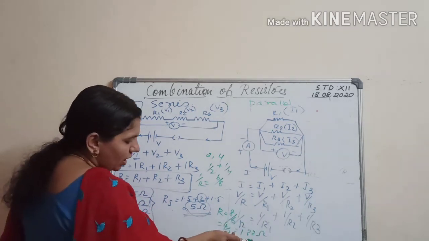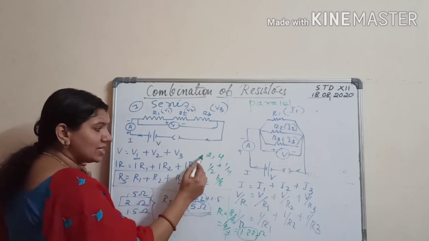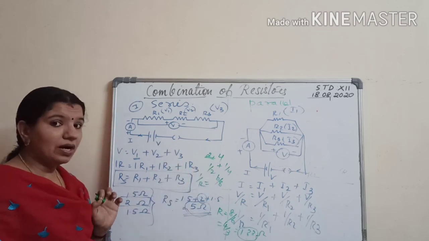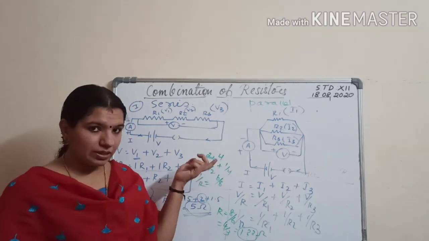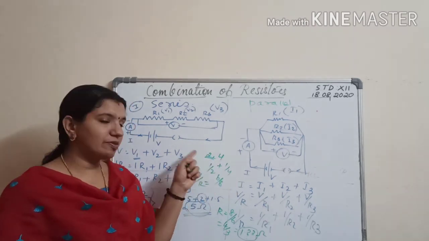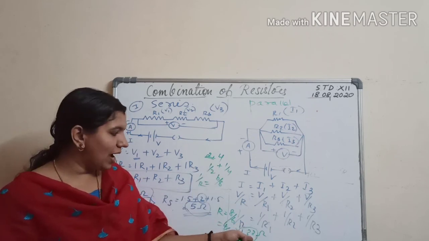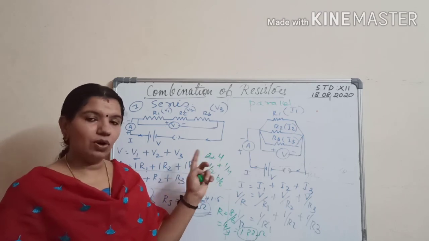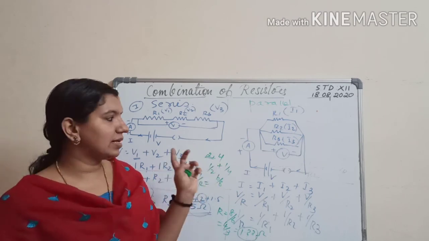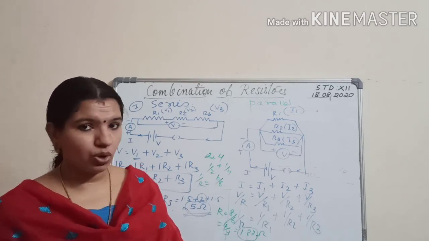Now listen here. You got the effective resistance which is smaller than the smallest resistance of the given resistor values. That means if you are having 2 or 3 resistances, you can check the smallest value. When you find the effective resistance, you will get a value which is always smaller than the smallest value of the individual resistances. That is the case of parallel combination. In such a way you can check whether the answer is right or wrong also.